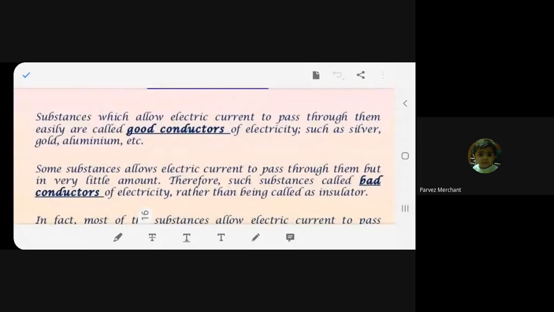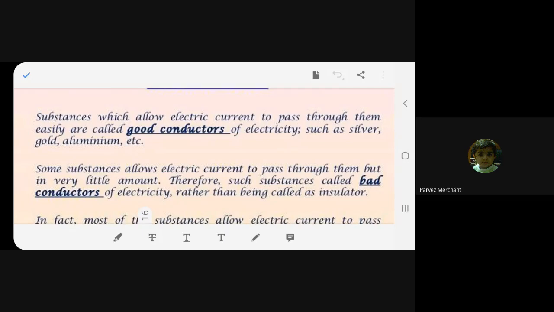Simple. What are the good conductors? It conducts easily. Silver, gold, aluminum. No, no, no. I'm not talking about that. I'm talking about the definition. We'll come to the examples later, but let's finish the definition first. Okay, ma'am. So it is conducting electricity, no doubt about it. So it is a conductor. We know that it is a conductor. But how? Easily. What word will we use? Easily, without any hurdles. Yes. So it is a good conductor.